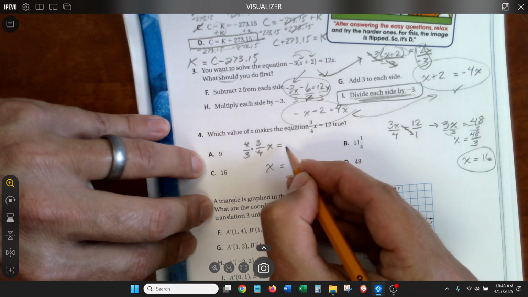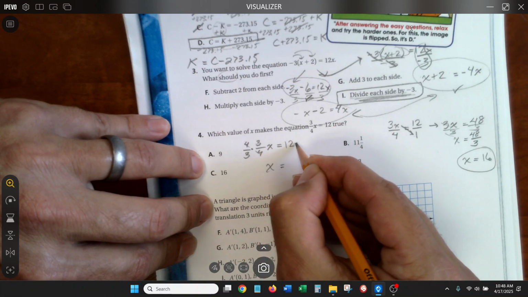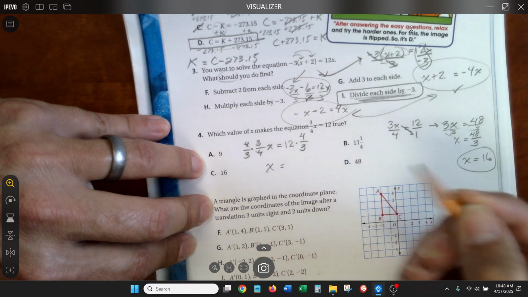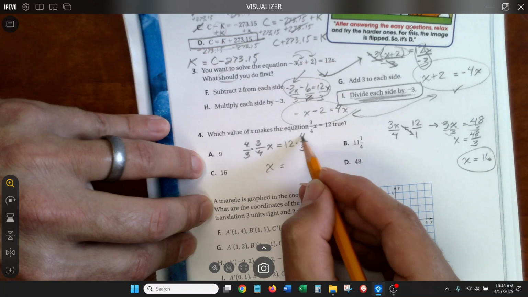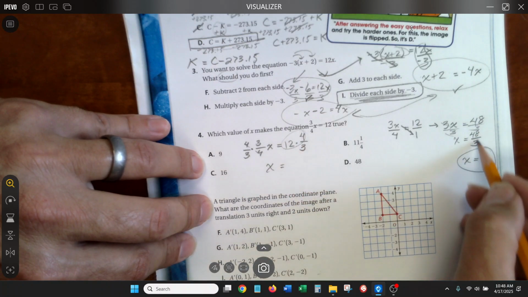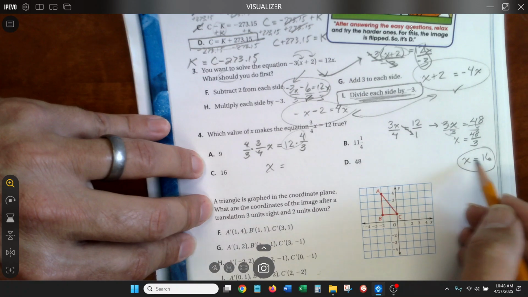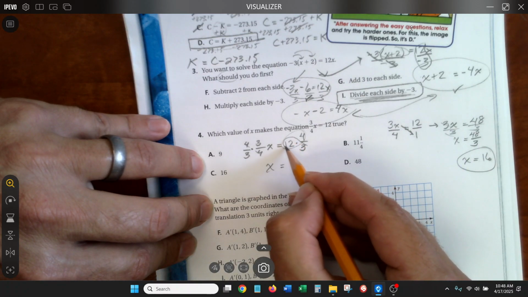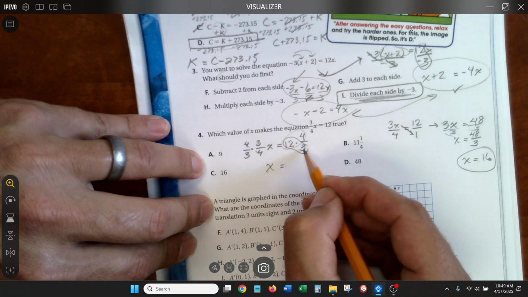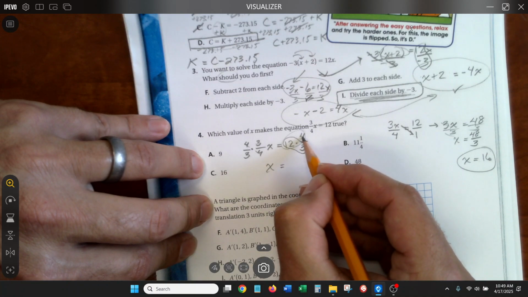That means we have to also multiply the right side by 4/3. And 12 times 4 is 48. 48 divided by 3, as we saw over here, is 16. Or you could also take the 12 divided by 3 first. 12 divided by 3 is 4, and 4 times 4 is 16.